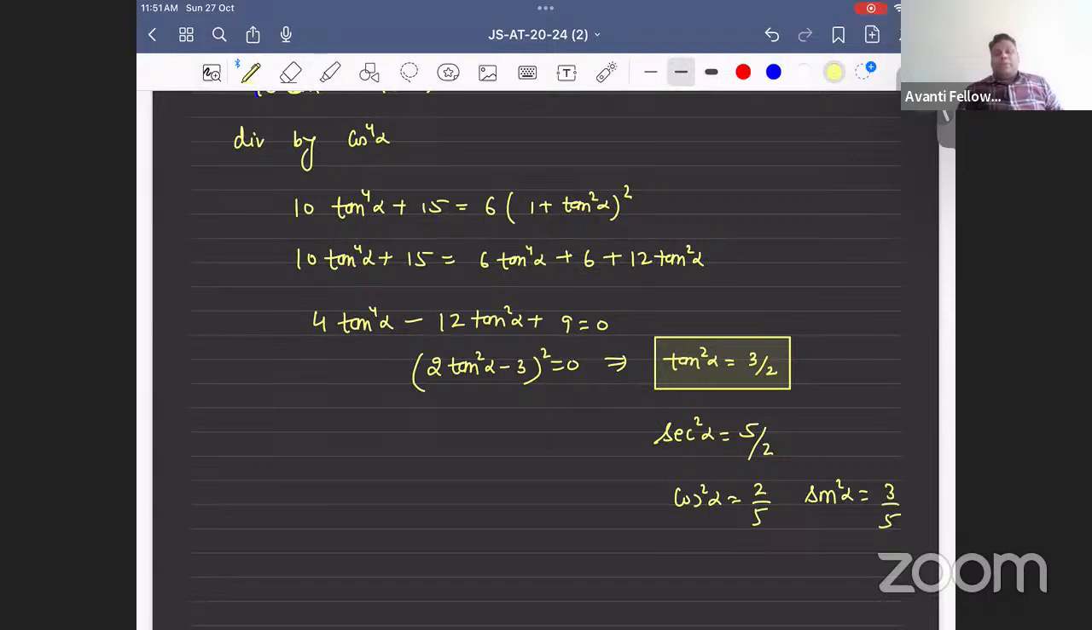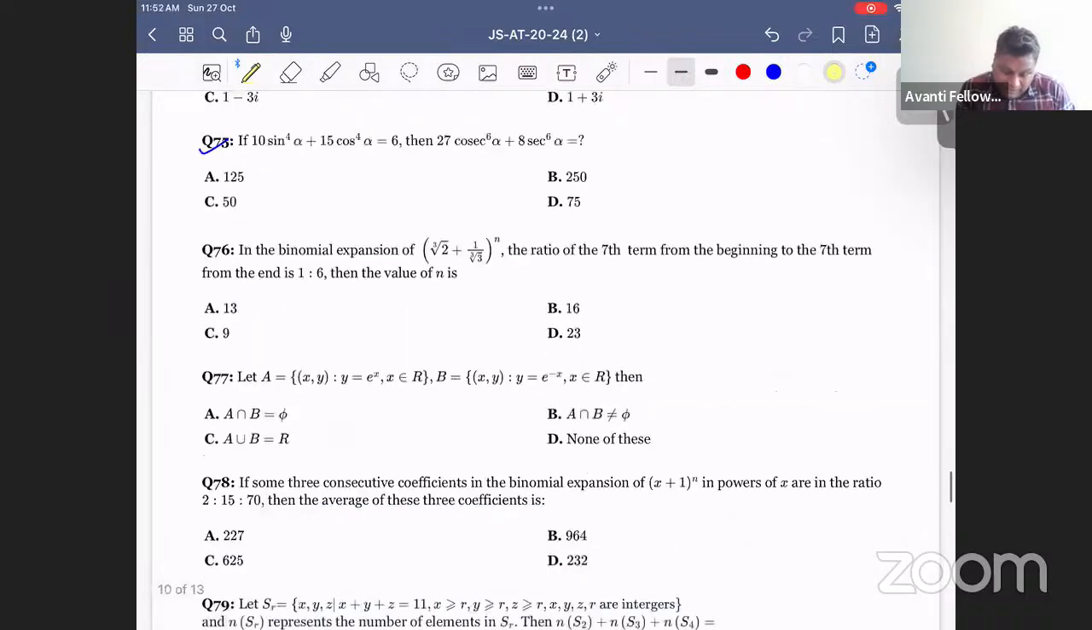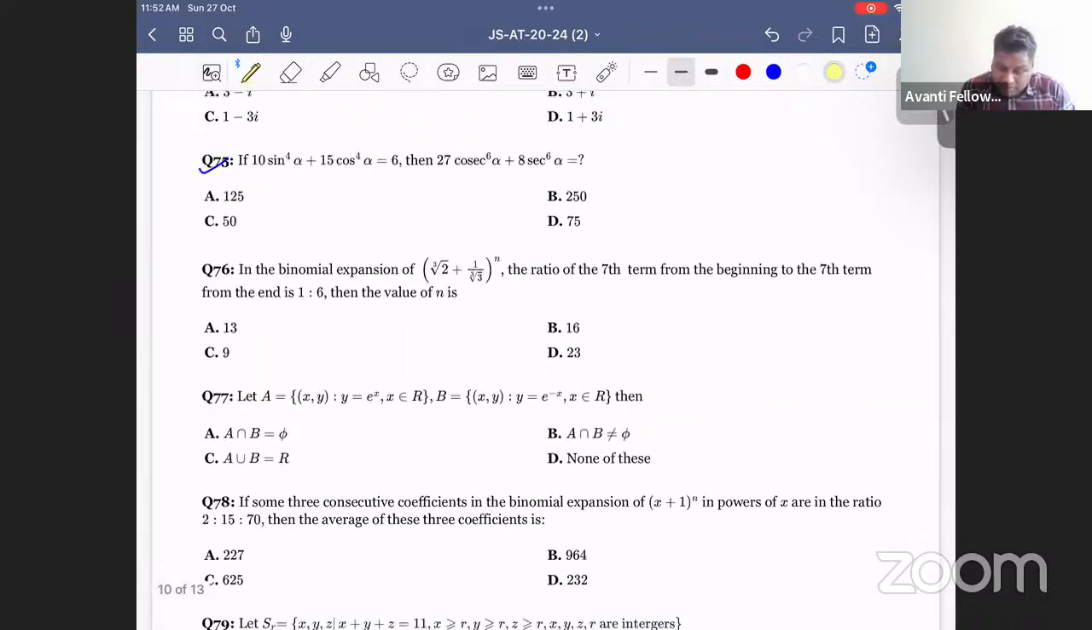Now we have both sin² and cos² values, you just put them there and get your answer. Got it? Now in the binomial expansion, the ratio of the 7th term from the beginning and the 7th term from the end is 1 by 6, then the value of n is. Remember one thing, the rth term from the end is the (n − r + 1)th term from the beginning.